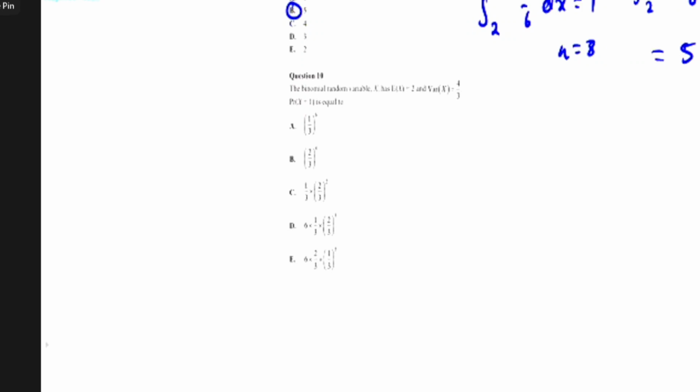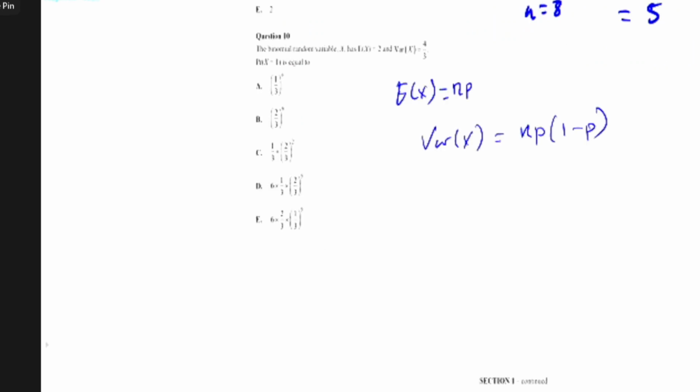Is there a way to do it? So np is equal to 2, and n times 1 minus p is equal to 4 on 3. I'll put that in the CAS and simultaneously solve them.